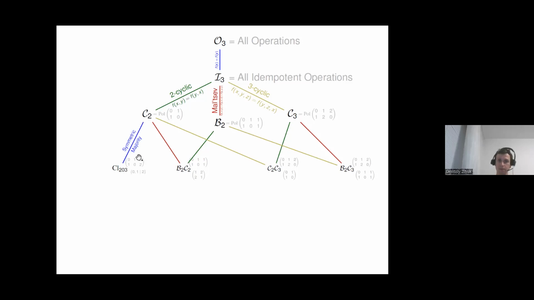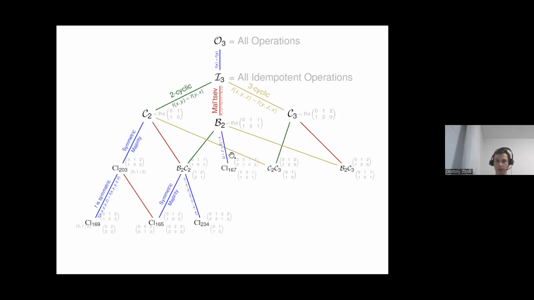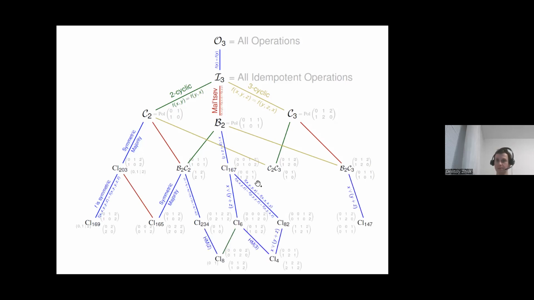Another clone. This is a clone of operations preserving this relation, 0, 1, and 2, and preserving this binary relation, 0, 1, 1, 0, 2, 2. And you can easily check that this one has no symmetric majority, and this one has. And so on. Another nice clone, another nice clone. And everywhere on the edge, you can see a concrete identity showing that they're different. Wonderful. And that's the whole lattice.